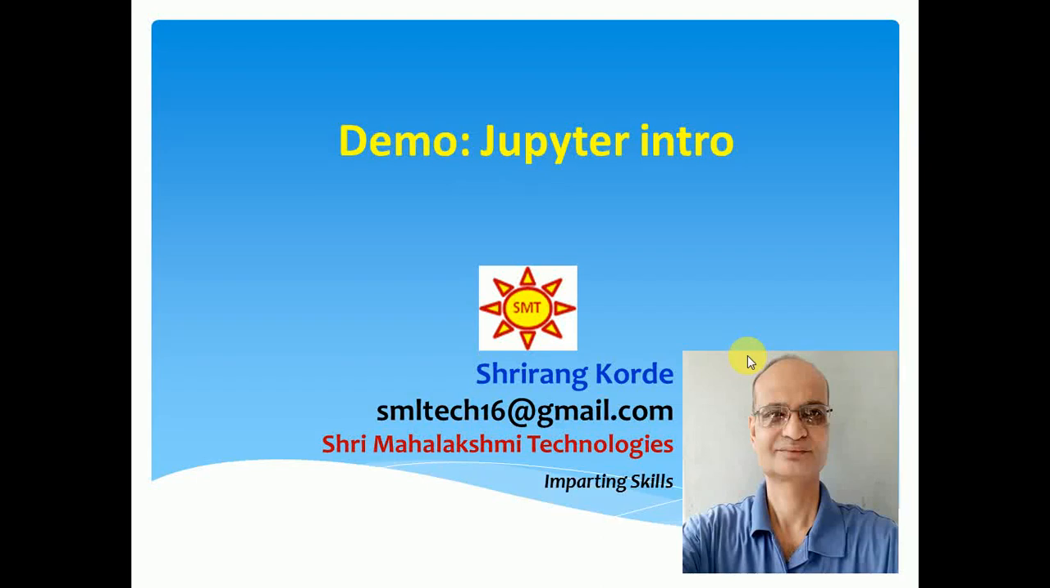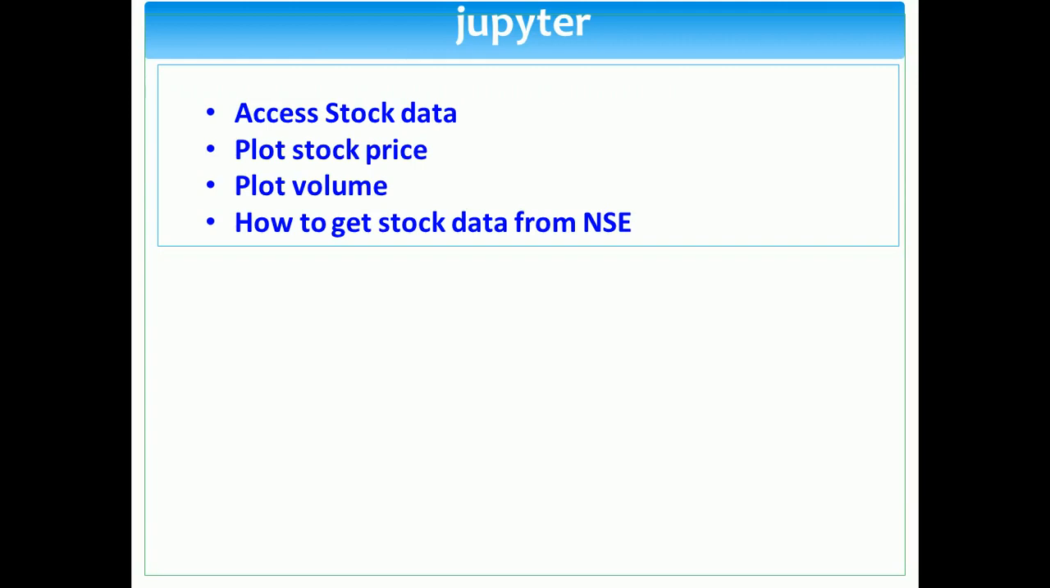Hi everyone, welcome to the demonstration about how we use Jupyter for doing data science activity. This is going to be a very important demonstration because we are going to understand how I access stock data. That means how I access stock data that is available in real time, as well as stock data that is available to me in the form of historical data. That's a very important application when we talk about data science.